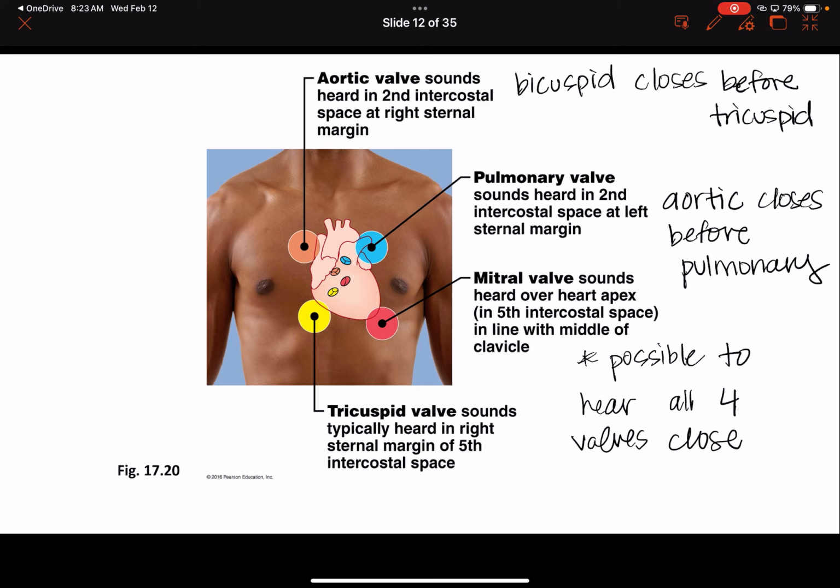And so your doctor, because you can hear all 4 valve sounds, they can hear for valve irregularities and know which valve is experiencing the murmur.